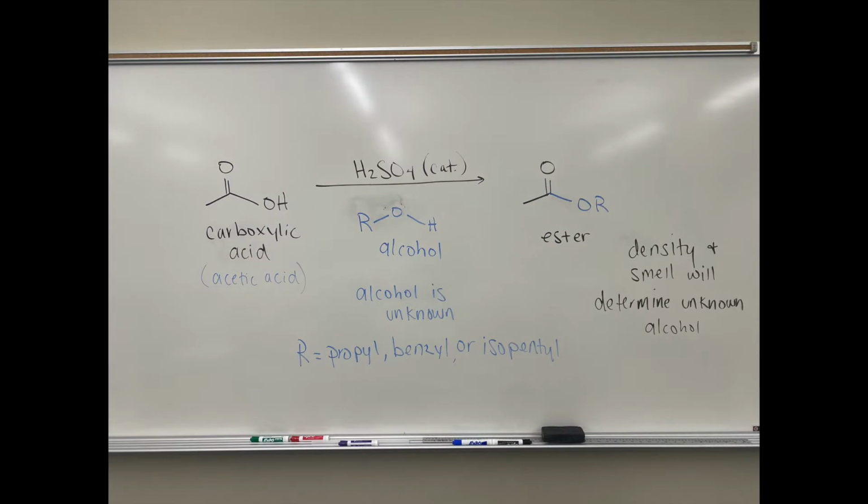And so, unfortunately, for those at home that are doing this lab online, you won't be able to smell the compound, but we will also be able to determine what our ester is based on its density. So these are known compounds, both the propyl ester, the benzyl, and the isopentyl derivatives. And so we can find their densities, and when we do a separation using our separatory funnel, we will be able to determine which ester we have formed. Therefore, you'll be able to go back and see which was your unknown alcohol.